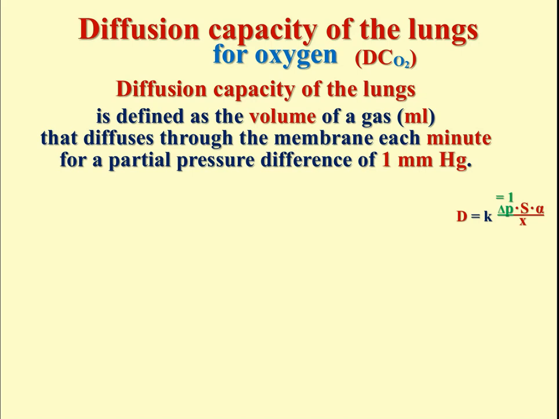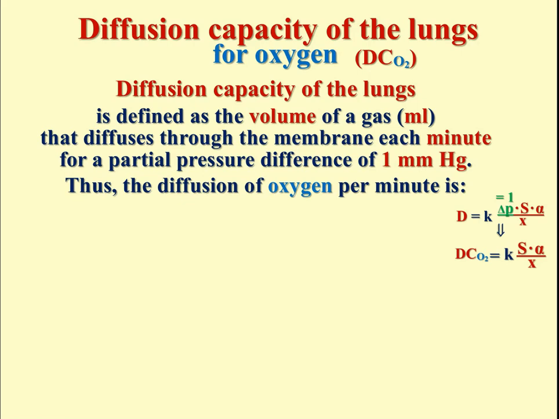So diffusion capacity practically becomes converted to this. Diffusion capacity of oxygen is all the rest of the components in the equation, just without delta P, the difference of pressure, because the difference of pressure now is 1 millimeter mercury. So if we know empirically how many milliliters of oxygen diffuse per each millimeter mercury of pressure difference, to calculate the diffusion as a total, we need just to multiply it by the one remaining parameter, the difference of pressures, which is easily measured.